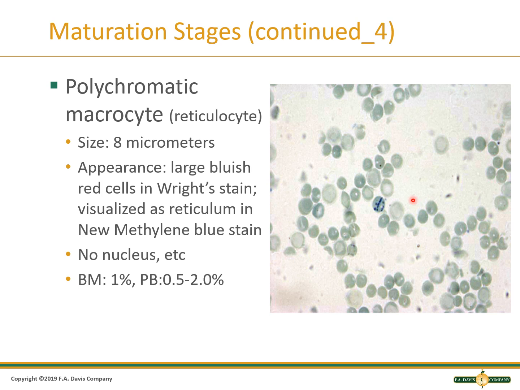And what you can see here is the remnant of that RNA within the cell, visualized as the reticulum. You can see here, obviously, we've lost our nucleus, and typically reticulocytes make up 1% of what's in the bone marrow, and in the peripheral blood you can have 0.5 to 2%.